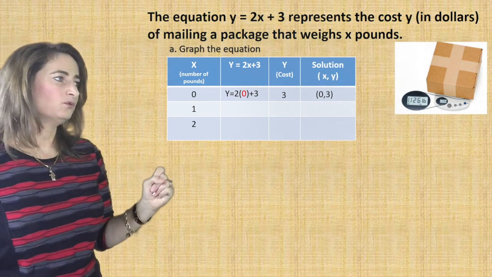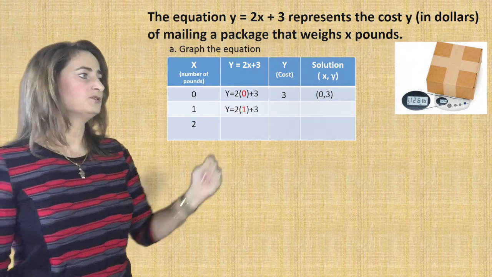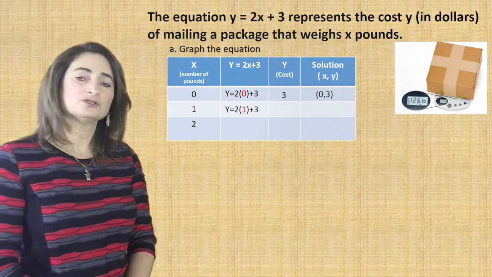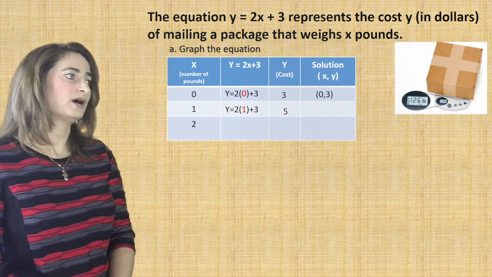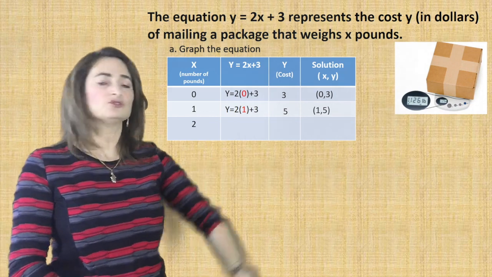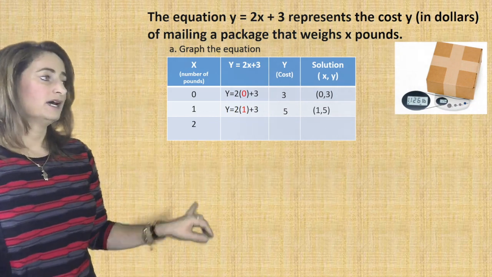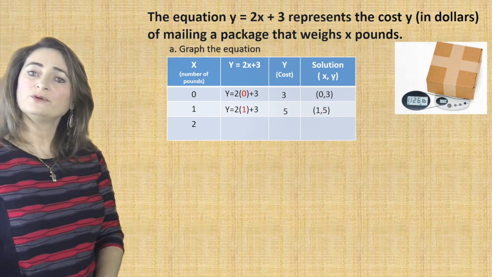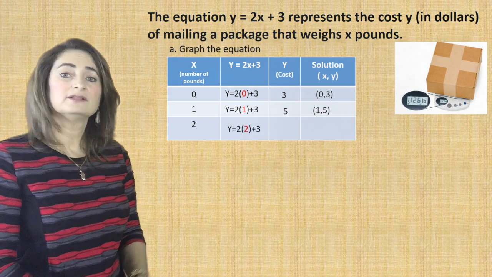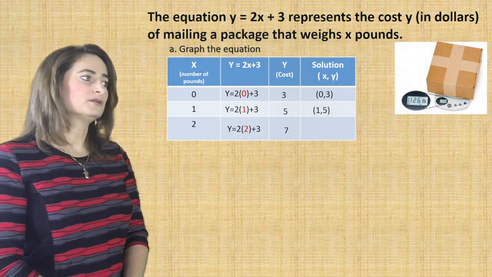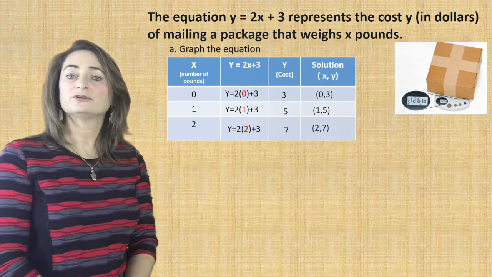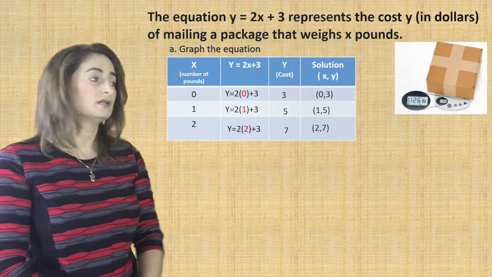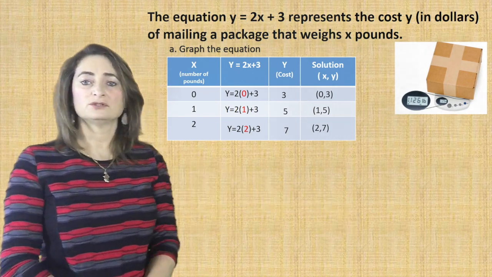Now substitute the value of 0 in the equation, and watch how I put it in parentheses because I need to multiply. So y equals 2 times 0 is 0, plus 3 is 3. So y equals $3 for 0 pounds. So the solution, x and y, is (0, 3). Now what if x equals 1 pound? Substitute the 1 in the equation. 2 times 1 is 2, plus 3 is 5. So it costs you $5 for 1 pound, and the solution would be (1, 5). The last one would be 2. So what if the weight of the package is 2? Substitute 2 in the equation. 2 times 2 is 4, plus 3 is 7. So the cost would be $7 for a package that weighs 2 pounds. The solution would be (2, 7) as an ordered pair.